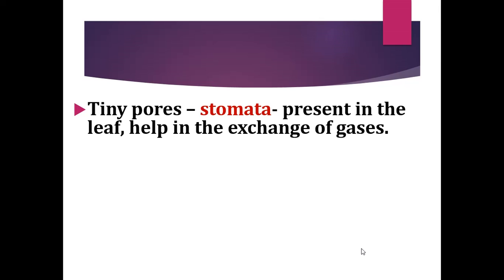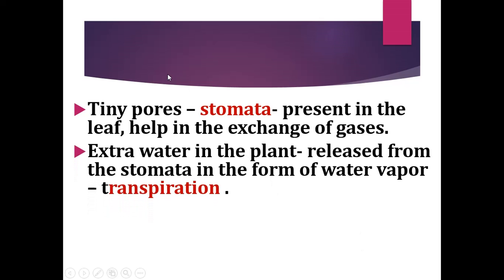Now the leaf contains tiny pores which are called stomata, which help in the exchange of gases. So we know plants take in carbon dioxide and give out oxygen. Yes, so for the exchange of gases, the leaf contains tiny pores, stomata, which will help in the exchange of gases, so that carbon dioxide will be absorbed and oxygen will be given out from the plant.